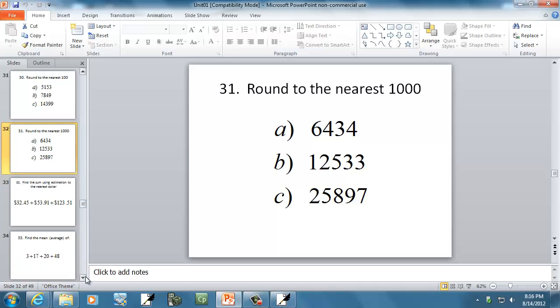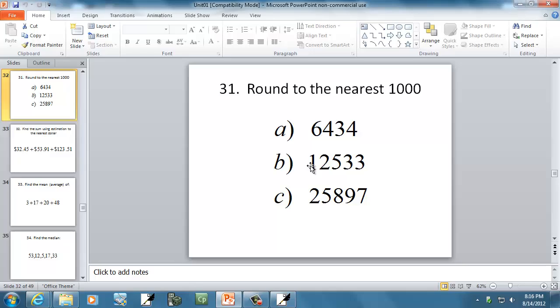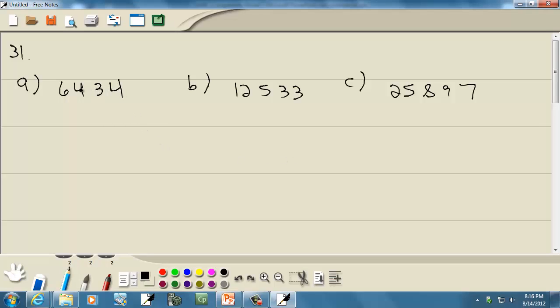Next one, we're rounding to the thousands. So we got A, B, and C. 6434, 12,533, and 25,897. Now we round to the nearest thousands. This is the ones, tens, hundreds, thousands. So here's my thousands. Look to the digit immediately to the right. This is less than 5, so I'm going to round down, which means the 6 remains as is, and all of these digits become zeros.